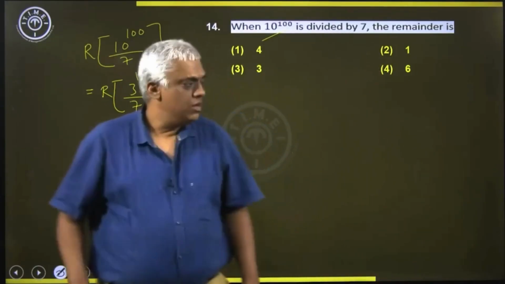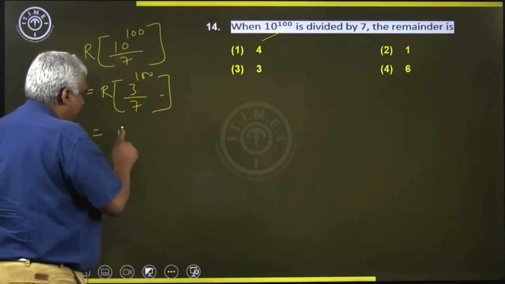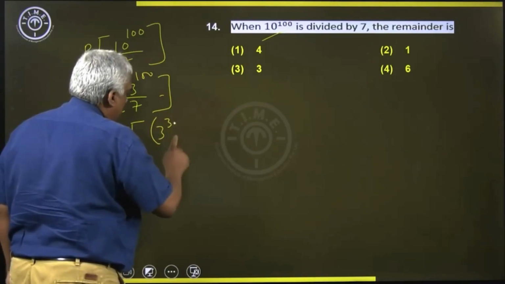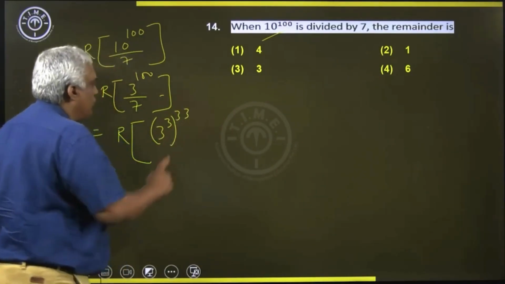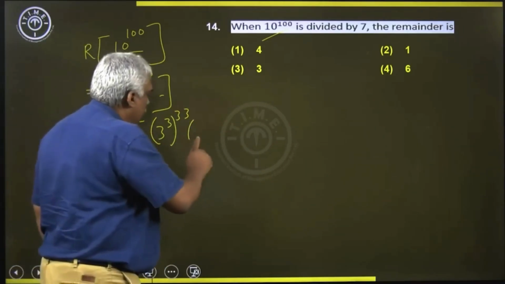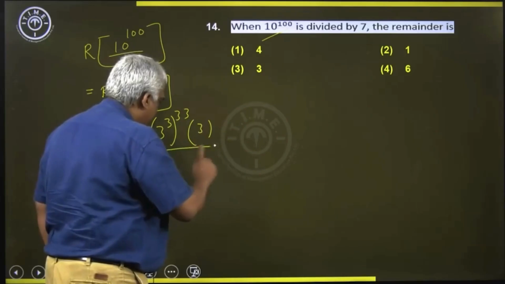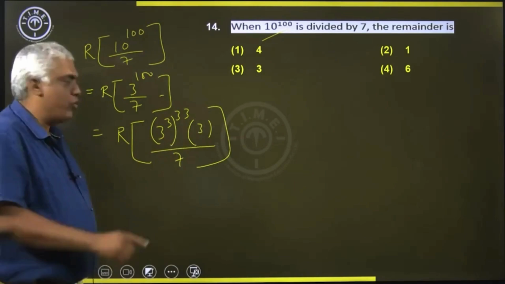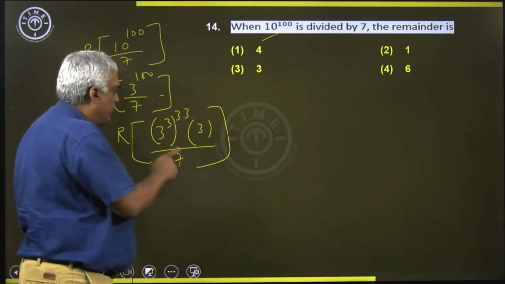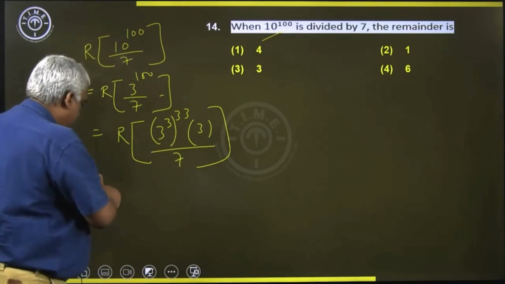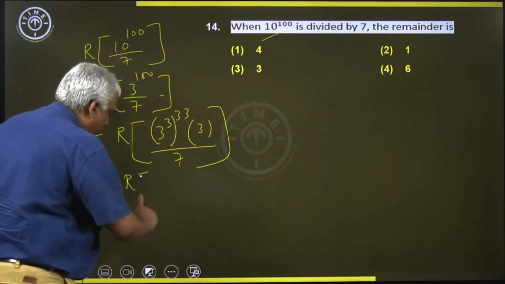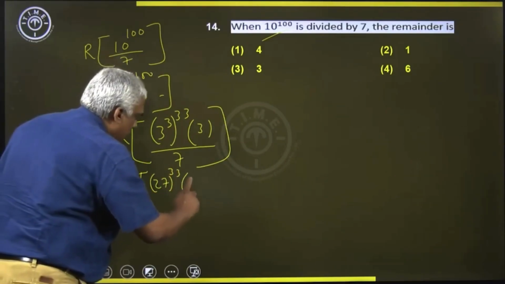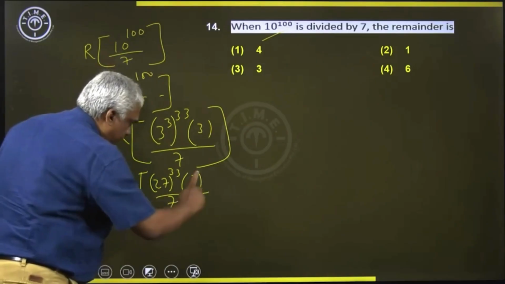So what we can do is, let's say we can write it as 3 to the power 3 to the power 33. So 33 into 3 is 99, so 3 to the power 99, and then divided by 7. Now we know that when you multiply two numbers and divide by a third number, the remainder gets multiplied. So here we have to write 27 to the power 33 into 3 divided by 7.